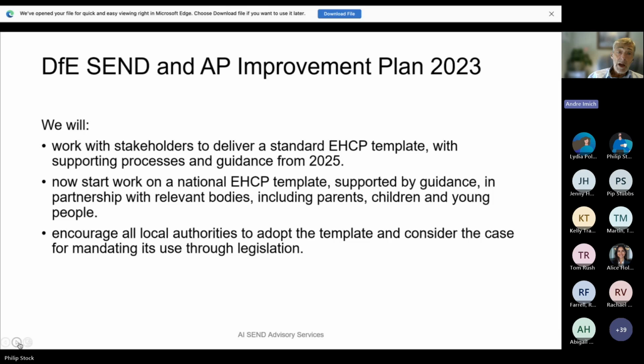And it was also a commitment in the improvement plan to encourage local authorities to adopt the single template and consider the case for mandating its use through legislation. So the department's looking at whether encouragement is what's needed going forward to adopt a single template, or whether one has to actually legislate for that to happen. So that's the sort of ideas for change.